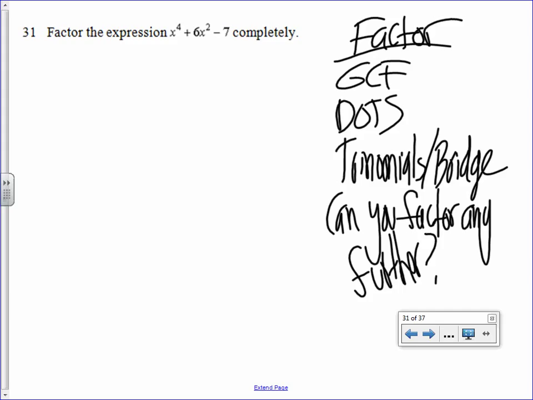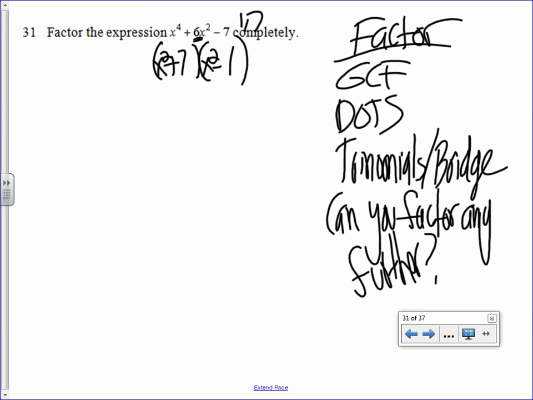GCF, no. Difference of two squares, no. Trinomials, yes. Bridge, no. Trinomials, two parentheses. You take this power in front of each. First sign comes down. Positive times what is a negative? A negative. What multiplies to 7? 1 and 7. Bigger number goes first.